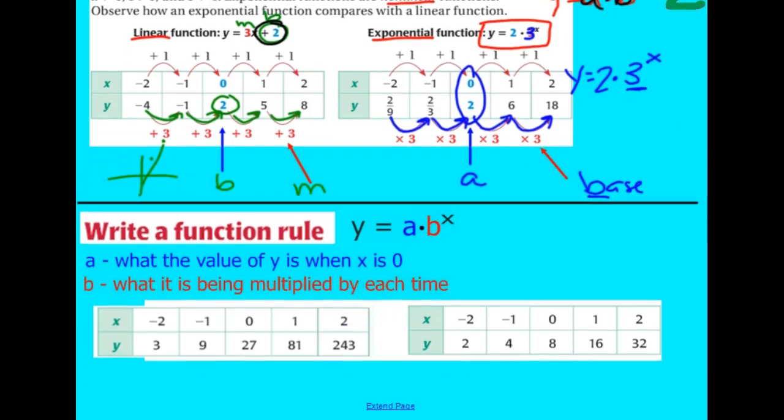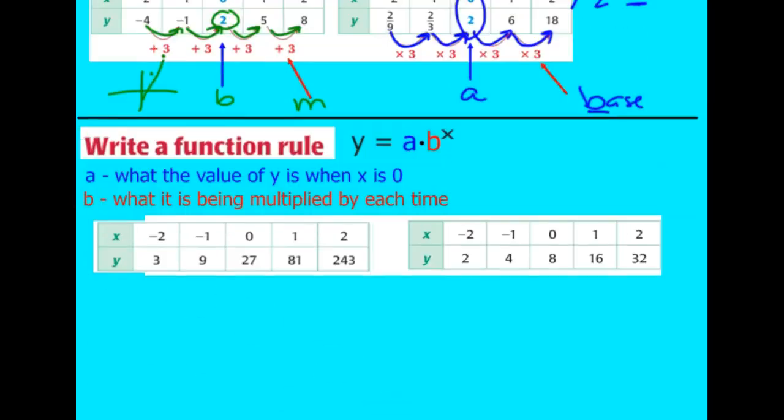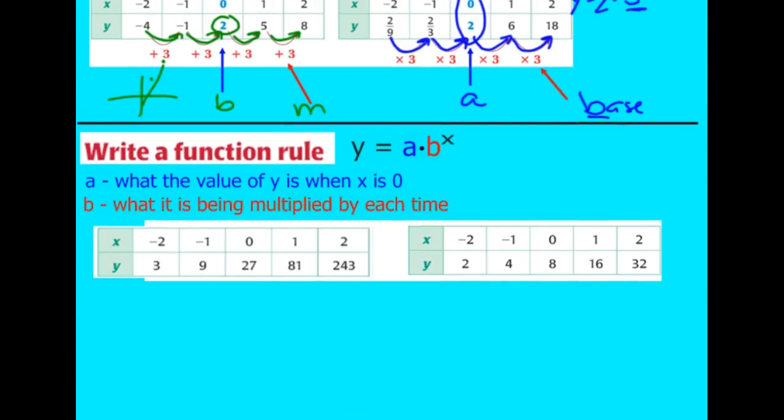So let's look down here at a couple examples. We need to find a first and then b. These are two separate problems. So a, it says what the value of y is when x is 0. So first here, x is 0 right here. So a is really 27. And then b, what is being multiplied each time? The base to our exponent. So each time we go from left to right, what are you doing to get bigger numbers?